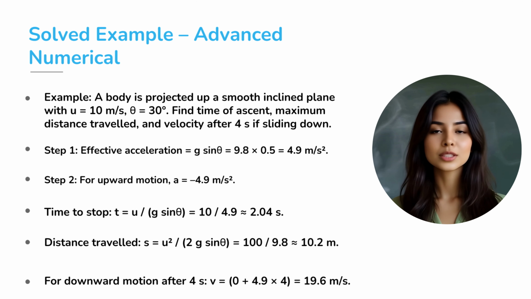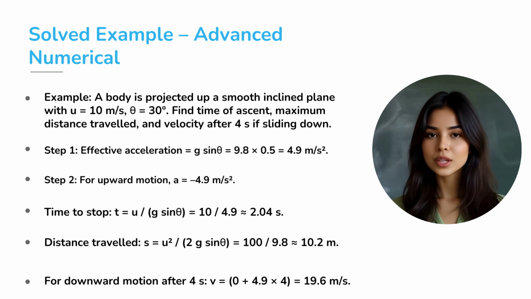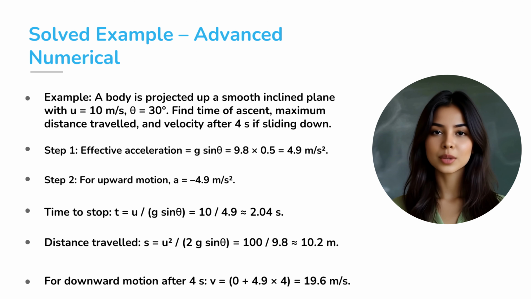Step 3. Maximum distance traveled is u squared divided by 2g sine theta, or 100 divided by 9.8, about 10.2 meters. Step 4. After sliding back for 4 seconds, velocity is 0 plus 4.9 into 4, which is 19.6 meters per second. This example shows how equations on an incline can handle both upward and downward motion seamlessly.